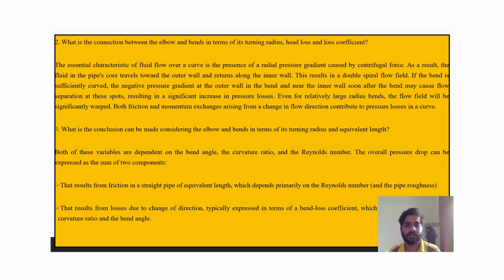The third question is what conclusion can be made considering the elbow and bends in terms of radius and equivalent length. These variables are dependent on the bend angle, the curvature ratio, and the Reynolds number. The overall pressure drop can be expressed in terms of two components: the friction in a straight pipe of equal length, which depends primarily on Reynolds number and the pipe roughness, and the loss from the change of direction, typically expressed in terms of bend loss coefficient, which depends on curvature ratio and the bend angle.